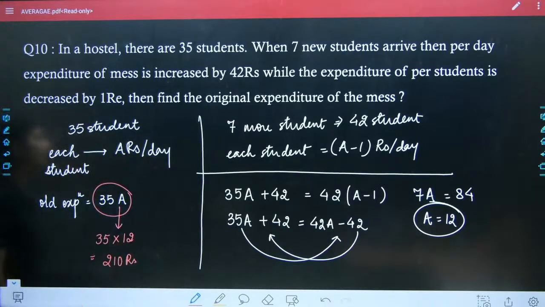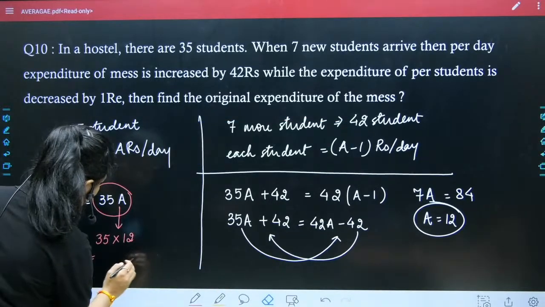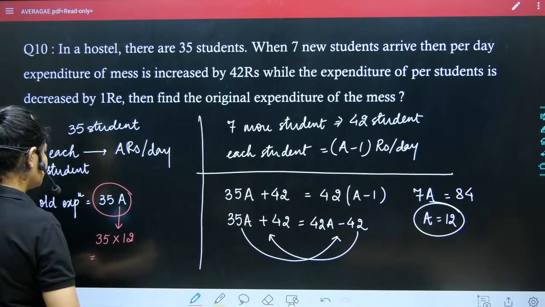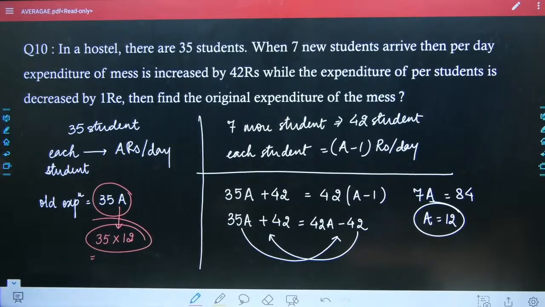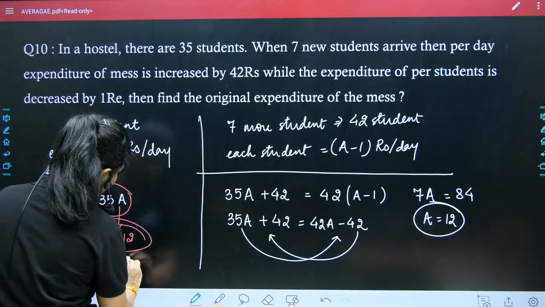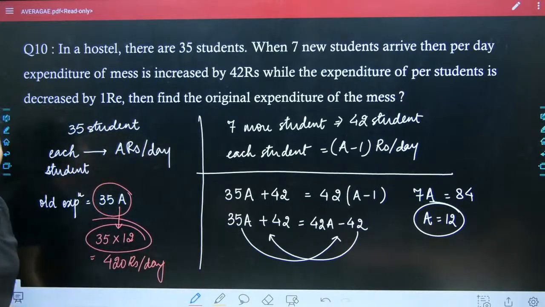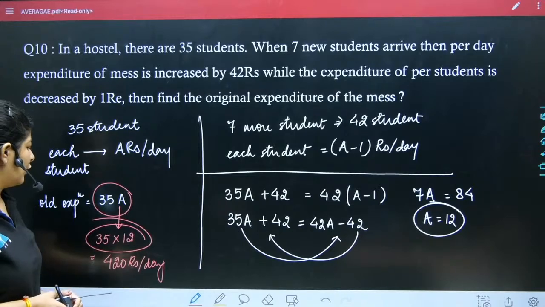That means 210 rupees. No, wait. This is not equal to 210. Just simply multiply this term and you will get your answer. This is equal to 420 rupees per day. The original expenditure of mess is 420 rupees per day.